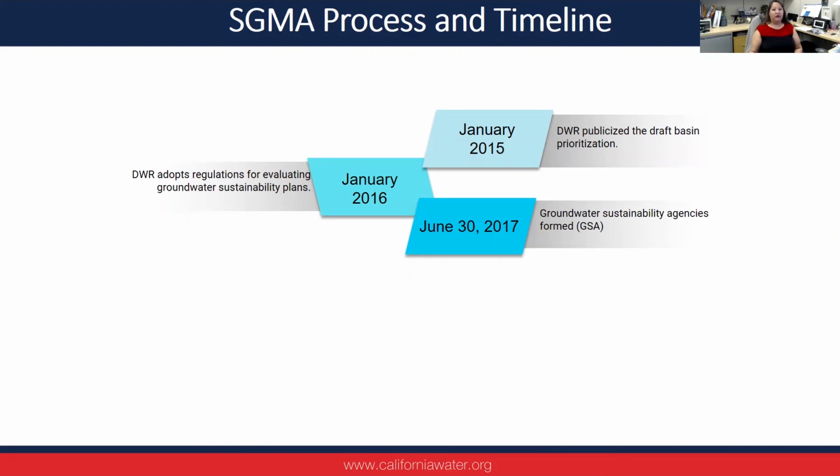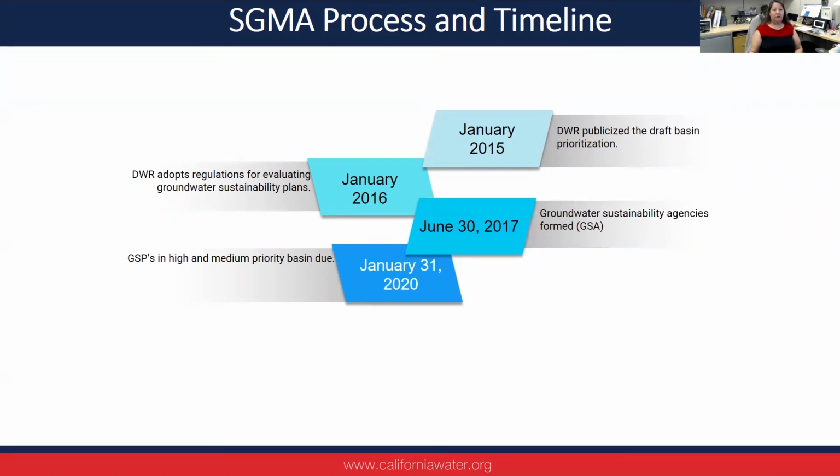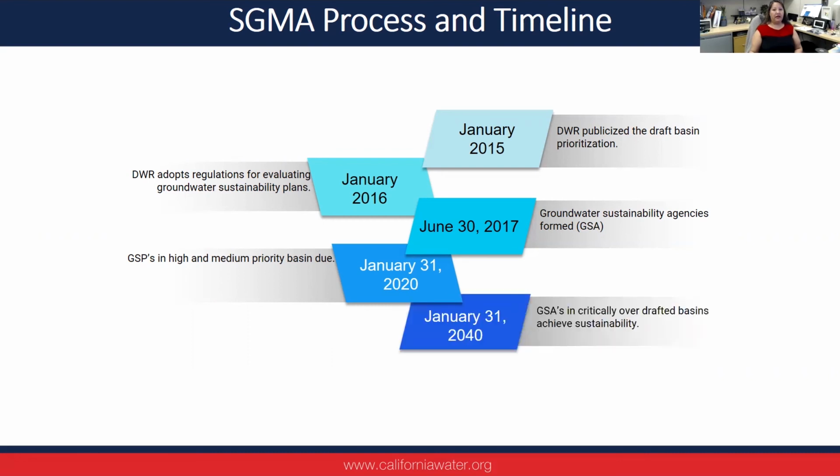The groundwater sustainability agencies were formed in 2017. And then by 2020, each of those agencies were to develop a sustainable groundwater agency plan. And so for the high and medium priority basins, they were due in 2020. Following that timeline, the sustainable groundwater agencies that are critically overdrafted basins are to achieve sustainability by 2040.